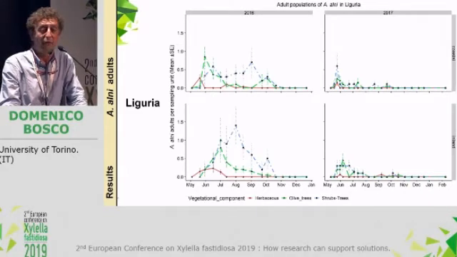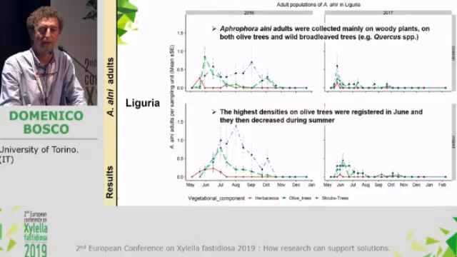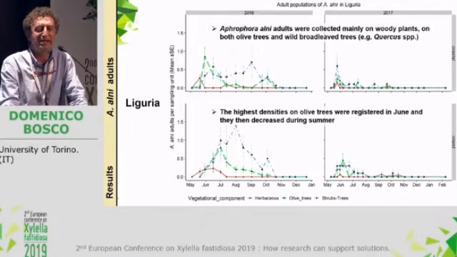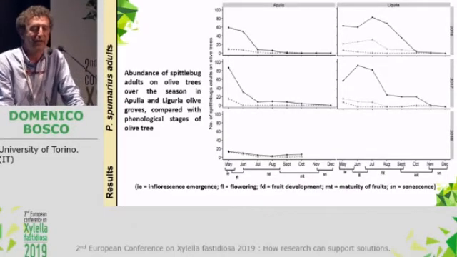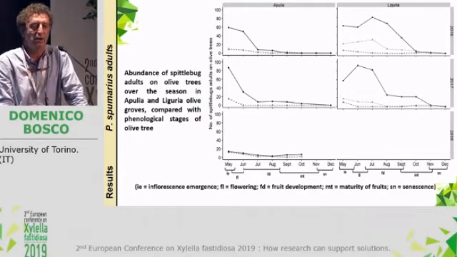As for the Aphrophora alni, which we only found in the Liguria region, most of the adults were collected on woody hosts, including olive canopies, but also oaks, that this species likes, as Philaenus also likes oaks a lot. And the highest density, although these densities were not very high, was registered in June, and then they decreased during the summer.